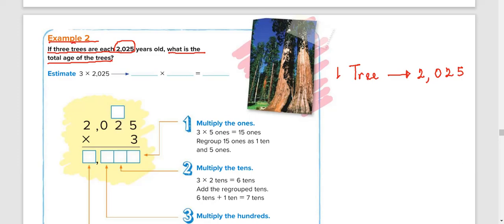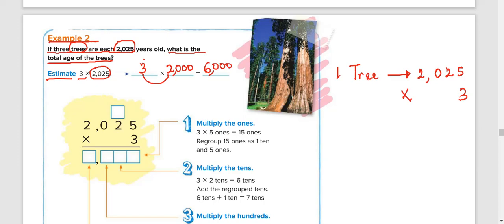So our focus there is for 3 trees. So for 3 trees, all you need to do is to multiply with 3. So this time around, okay, estimate, we can also do the estimate. It is going to be 3 times 2025, which is closer to 2000. Then we can do 3 times 2, which is 6, with 3 zeros at the back of 2000. So our estimate is 6000.